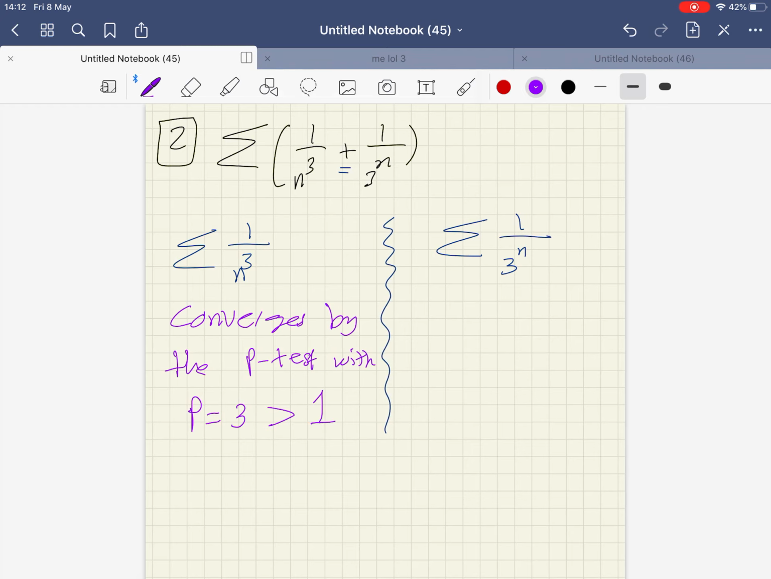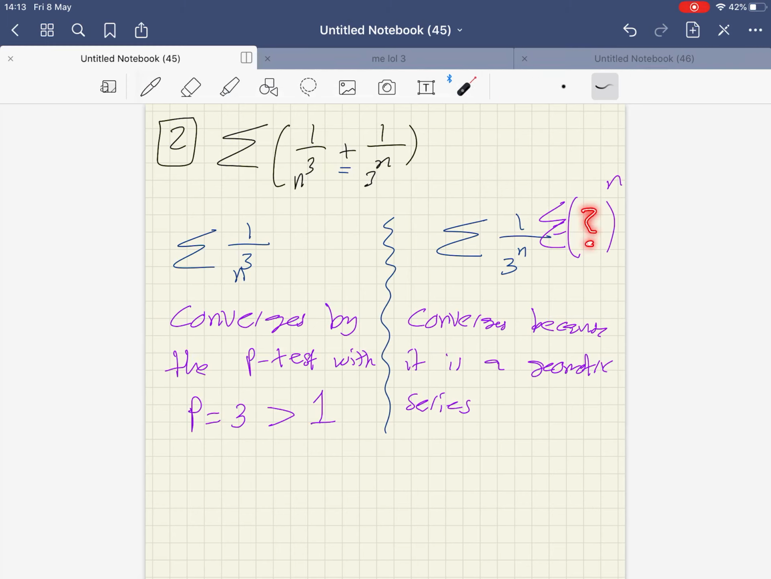Now, if we look at this one, okay, here, because this is exponential, by the way, we can use the ratio test, or you can think about it as a geometric series. So this converges because it is a geometric series. Now, if you remember, a geometric series should be a sum of something to the power of n. What shall we write here? Of course, we should write 1 over 3. So this converges because it's a geometric series with r equal 1 over 3 less than 1.